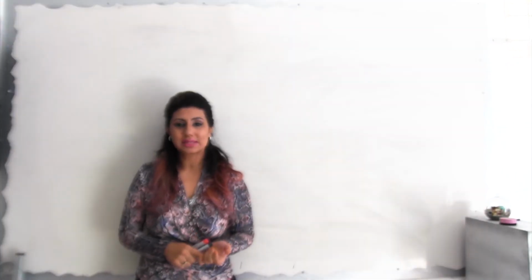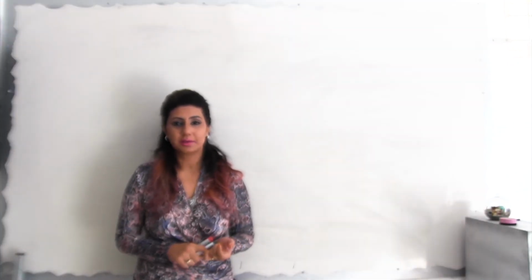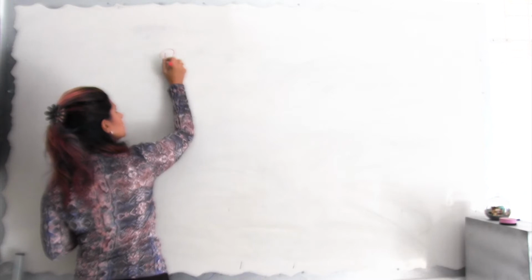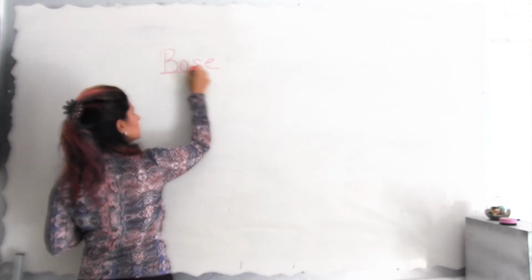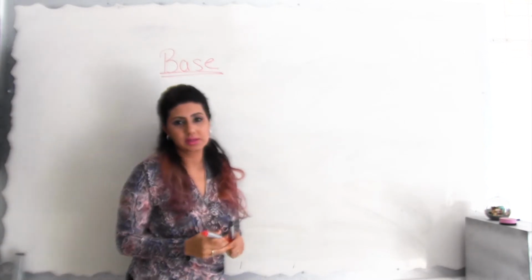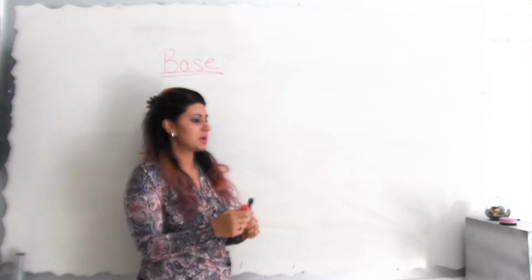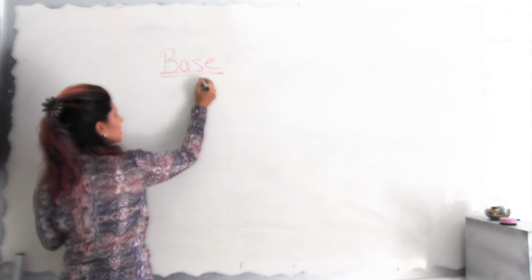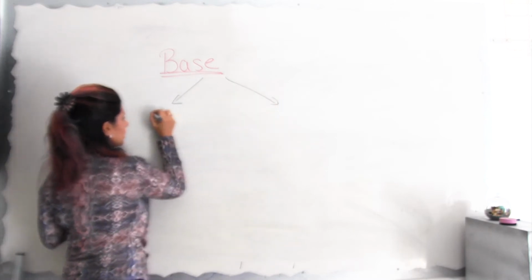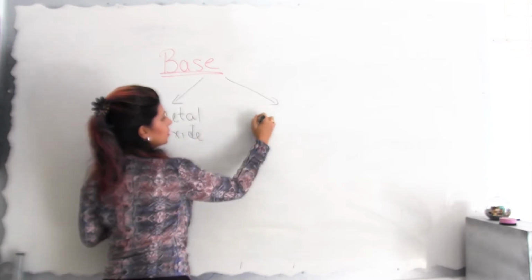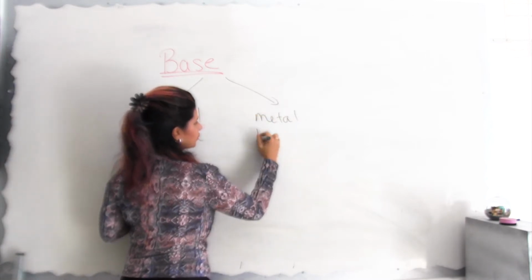We talked about acid last time. So you also need to know what is base and alkali. If you look at the word base, what is actually a base? A base is like a metal oxide or a metal hydroxide. So you can say a base is a metal oxide or metal hydroxide.